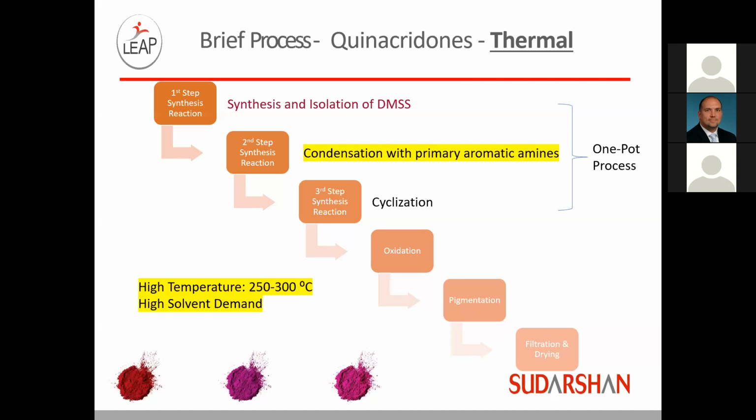And then the final synthesis step is the actual cyclization of the molecule itself to create that unique quinacridone structure. And then the manufacturing continues on with the final oxidation, the pigmentation, and of course the filtration and drying aspects of it.